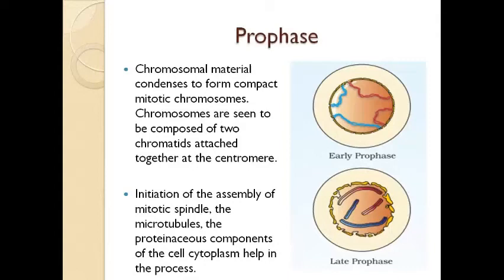Chromosomal material condenses to form compact mitotic chromosomes, and the chromosomes are seen to be composed of two chromatids each. In this picture, you are able to observe a blue and a pink chromosome, and each pink chromosome has two different threads. Then there is the initiation of the assembly of the mitotic spindle. The spindle is needed in cell division to separate the chromatids to different poles.